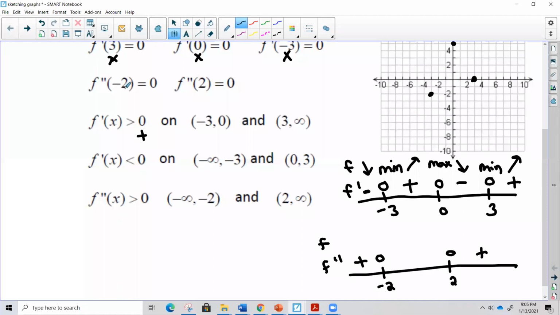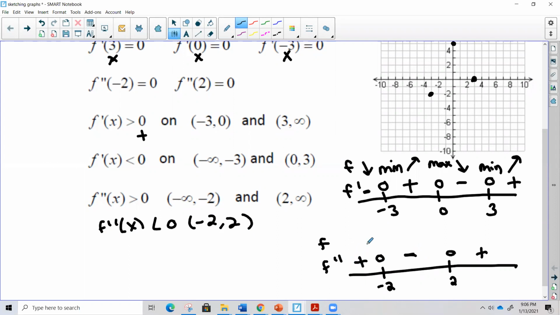And the packet is missing this part. It should say on here that f double prime of x is less than 0 from -2 to 2. And because it's less than 0 from -2 to 2, we're going to put negative here. Now the second derivative tells me concavity.